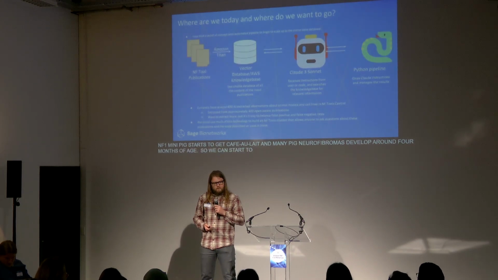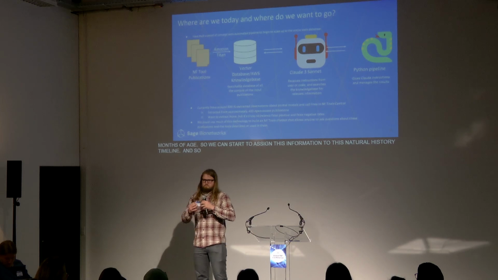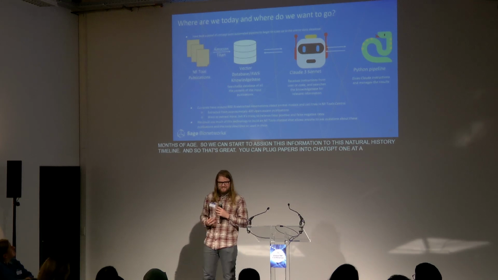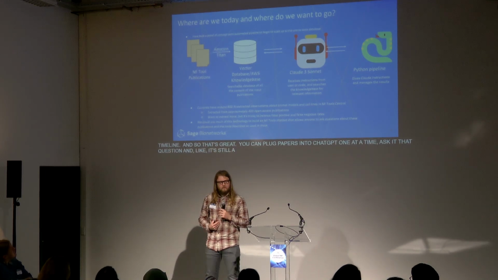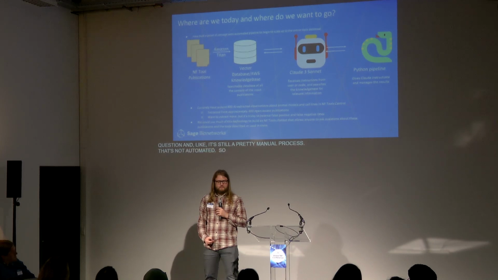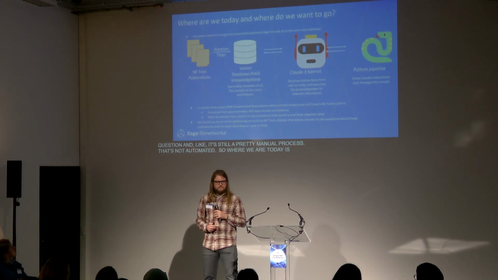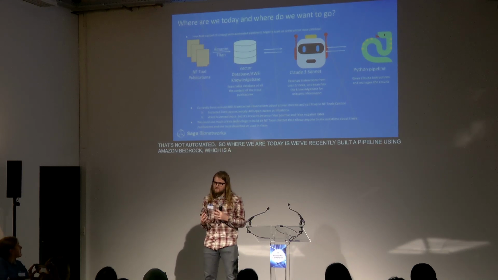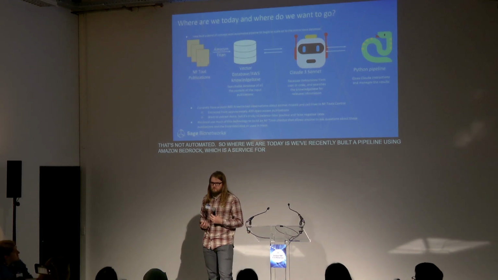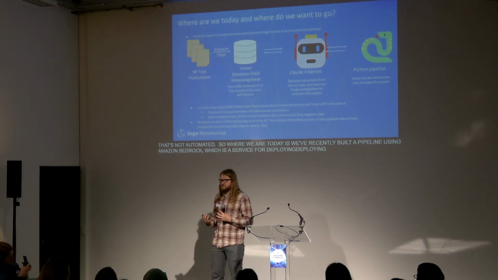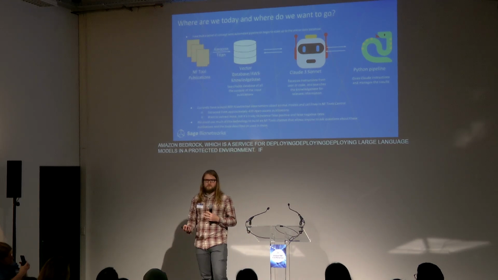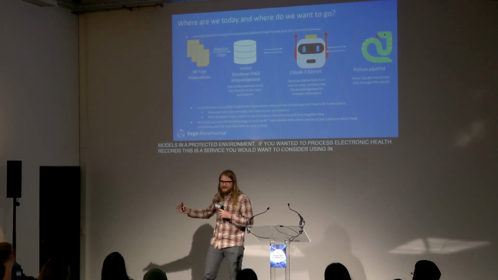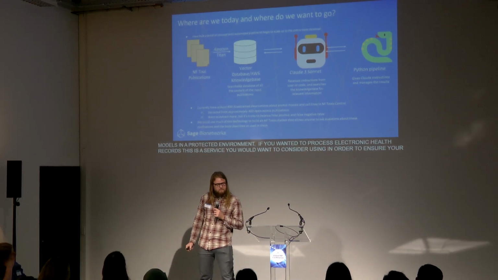And so that's great. You can plug papers into ChatGPT one at a time and ask it that question, but it's still a pretty manual process that's not automated. So where we are today is we've recently built a pipeline using Amazon Bedrock, which is a service for deploying large language models in a protected environment. For example, if you wanted to process electronic health records, this is the type of service you would want to consider using in order to ensure that your data isn't just going into Sam Altman's pocket over at OpenAI, and he all of a sudden has all of your patient information.